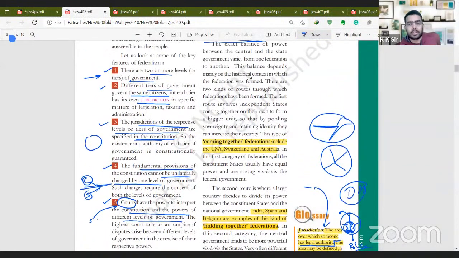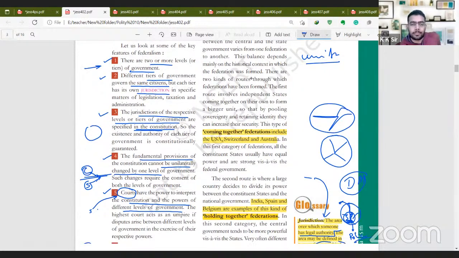Rabindranath Tagore का एक quote याद आ रहा है. I was reading it yesterday only. I will share with you. So Tagore said that the challenge in the modern times is not to create a uniformity. The challenge is to live peacefully with all the differences. And that's what federalism does for us. It gives us an opportunity to live peacefully with all the differences.